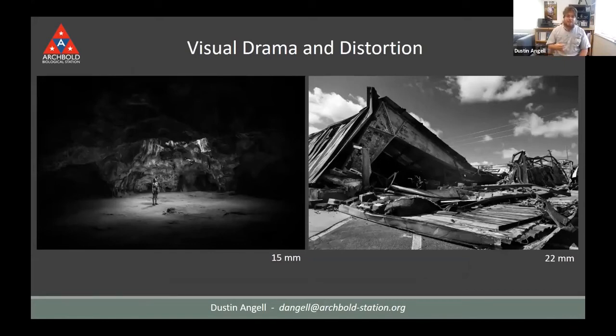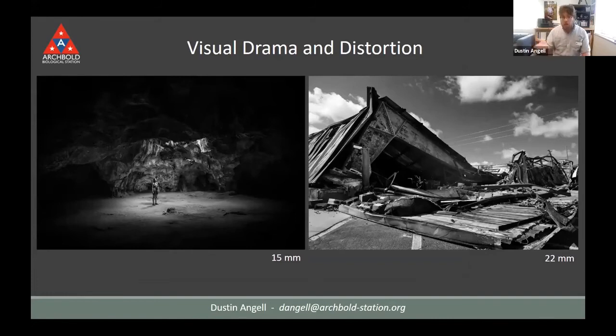You can add visual drama and play with distortion. So the one on the left, that's my wife. We're in a cave, and I could have gotten a cool shot of her just getting closer up to her. But with that wide angle lens, I was able to put a lot of space around her and really show the size of this cave we're in and how small she looked inside of it.